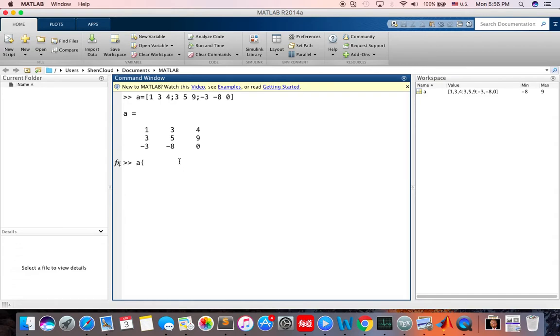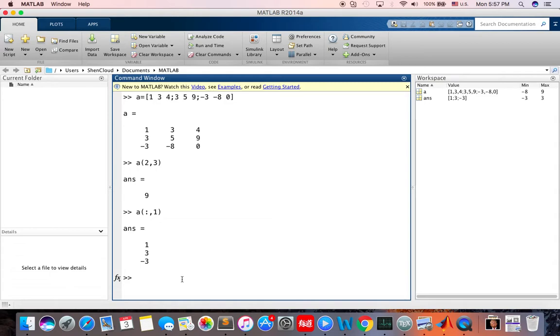So you can find some elements of A. For example, if you are supposed to find the element at the second row and third column, just A(2,3). So you can see that's 9, which is this element. And also, you can find the elements of the first column. It means any row in the first column. It means the first column of A here. Just type in this.